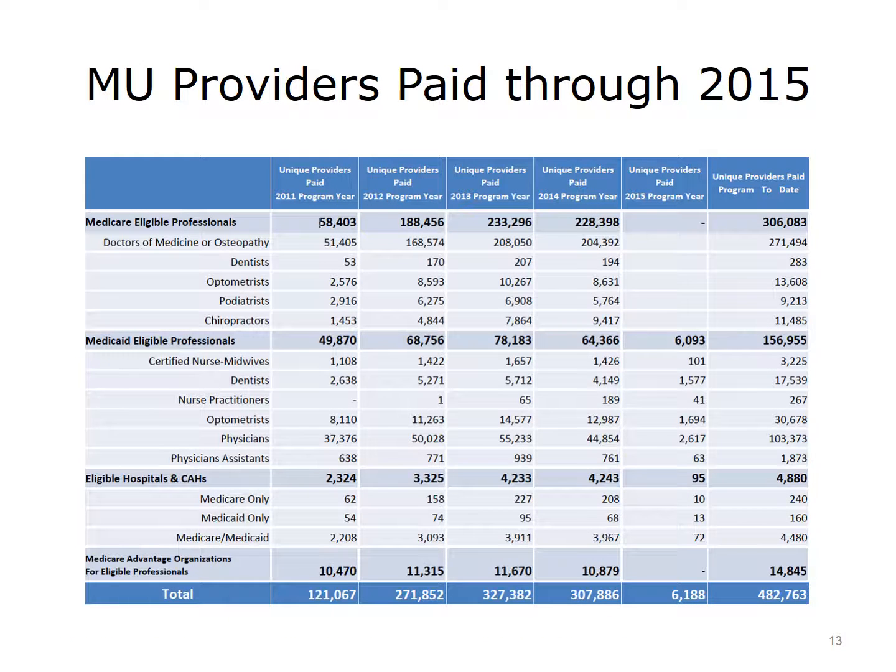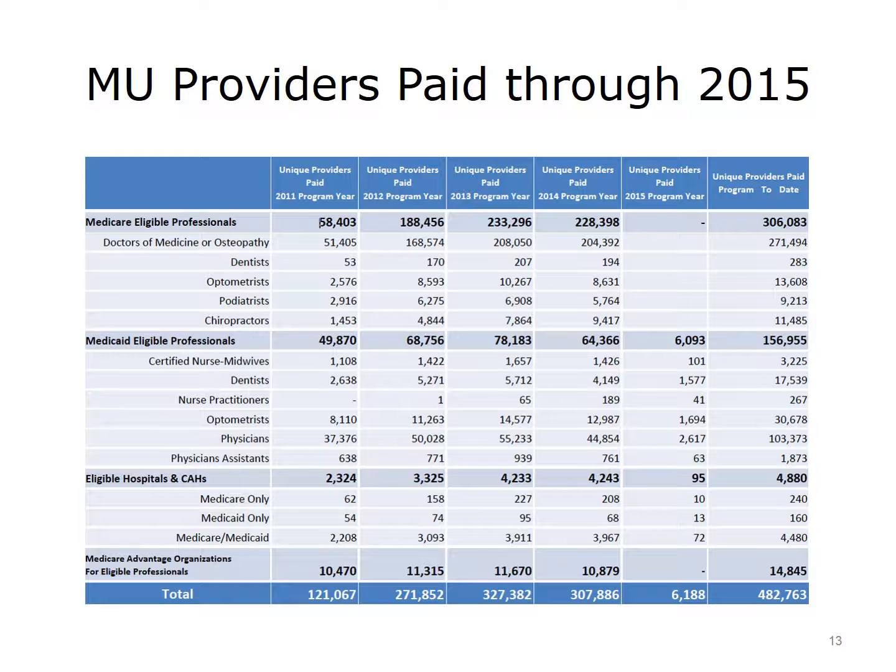This table shows the number of providers who were actually paid for meaningful use through 2015. The data show there was a large uptick in the early years and then somewhat of a saturation with fewer new unique providers joining the program. But in total, there have been over 300,000 Medicare-eligible professionals, over 156,000 Medicaid-eligible professionals, and almost 4,900 eligible hospitals paid for achieving meaningful use.